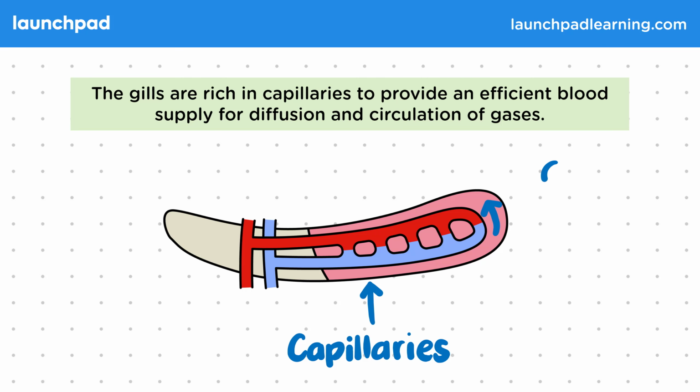So then oxygen will move into the gills from a high concentration in the water to a low concentration in the blue blood. At the same time, carbon dioxide from a high concentration inside the blood will move out to a low concentration in the surrounding water.